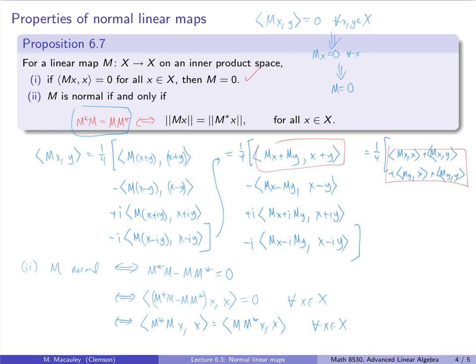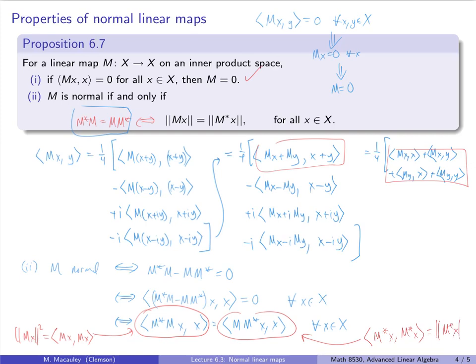And now, notice what these things are. This thing here, we can move the M star over to the right-hand side, and this is equal to Mx dot Mx, which is equal to the norm of Mx squared. And right here, we can move the M to the right-hand side again and make this M star x dot M star x, and this is the norm of M star x, quantity squared.